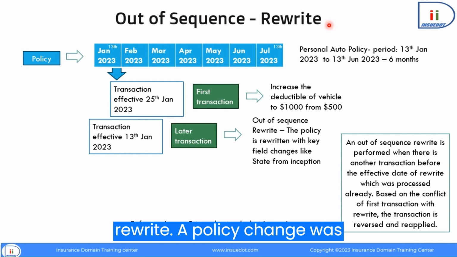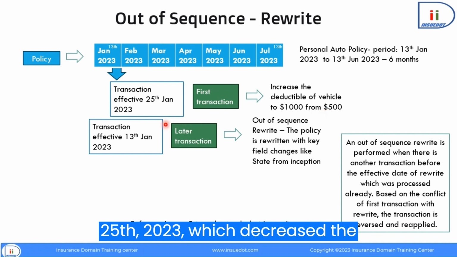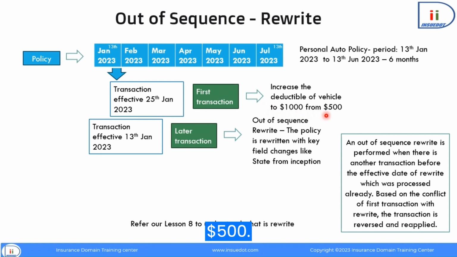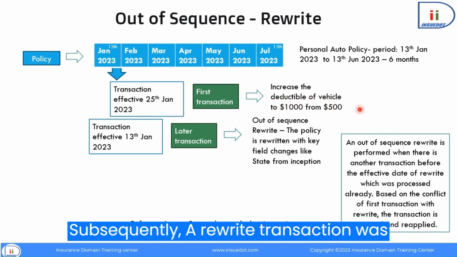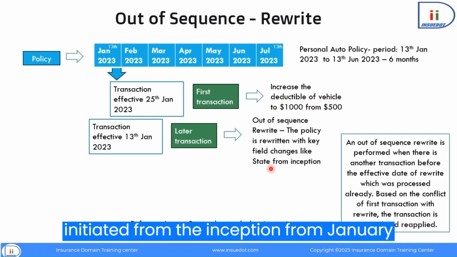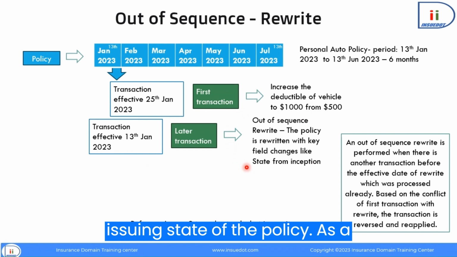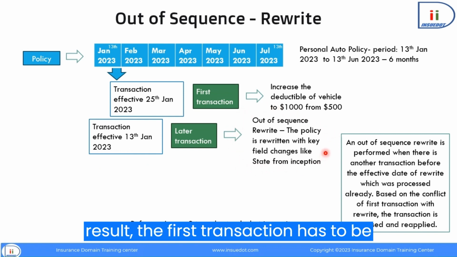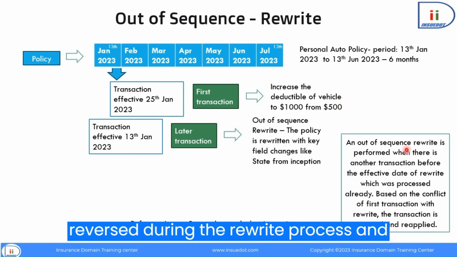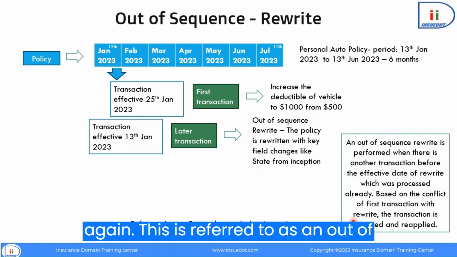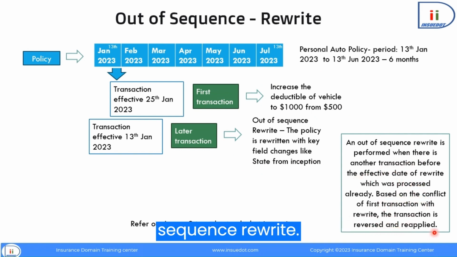A policy change was processed, effective January 25, 2023, which decreased the deductible from $1,000 to $500. Subsequently, a rewrite transaction was initiated from the inception, from January 13, 2023, to change the issuing state of the policy. As a result, the first transaction has to be reversed during the rewrite process and reapplied based on the changes once again. This is referred to as an out-of-sequence rewrite.